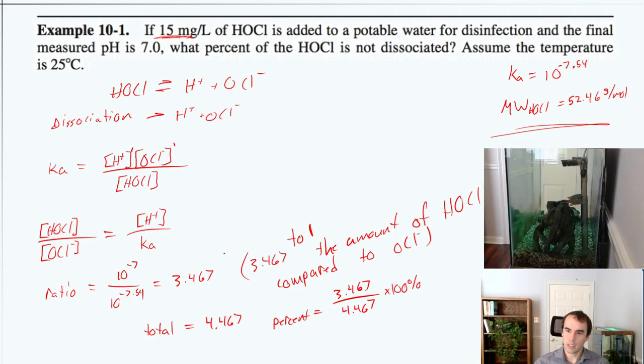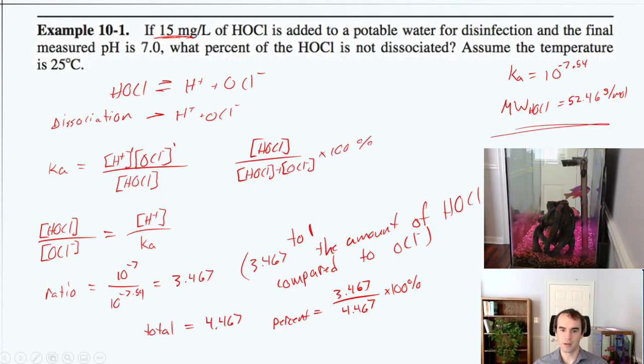We could also use the actual numbers. We could solve given that 15 milligrams per liter and find it that way with real numbers here rather than just proportions. And so one way to write this out would be solving for HOCl divided by HOCl plus OCl minus times 100%. And really, that's effectively the same thing that I've done here. I'll explain that in just a moment. Let me solve this and see what that says, and I'll come back to that and explain.